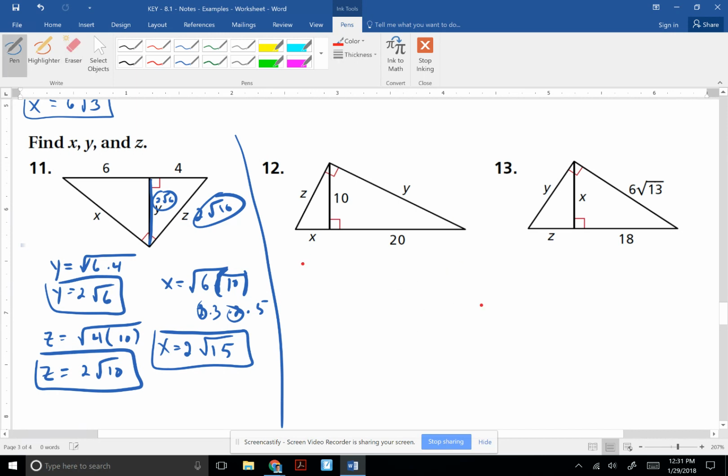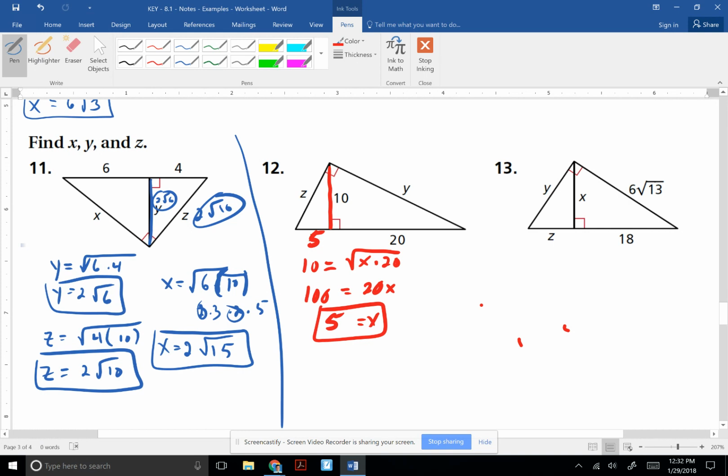I think we can find x, because if we realize that this is going to be the geometric mean, so 10 is going to be the geometric mean of the two pieces, and that's just going to be x times 20. If we square both sides, we get 100 equals 20x, because that would cancel once we squared both sides. And then we just divide by 20 to get x equals 5. So x is 5.